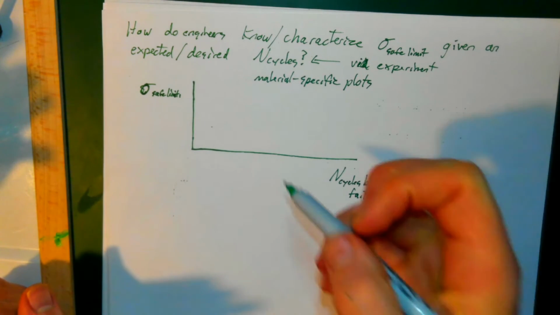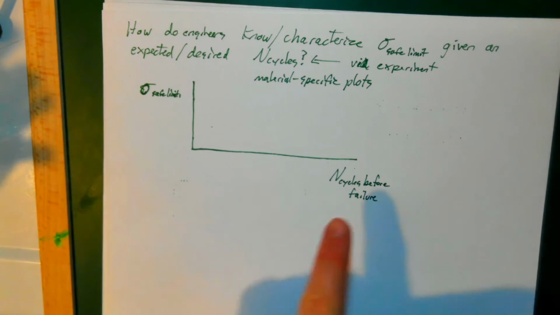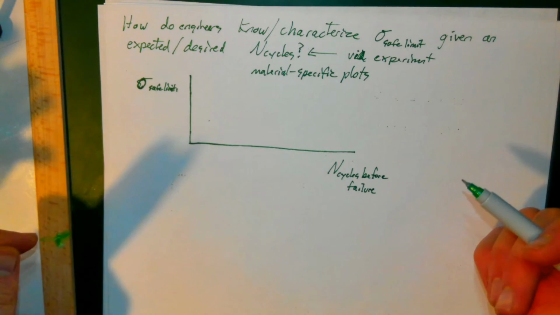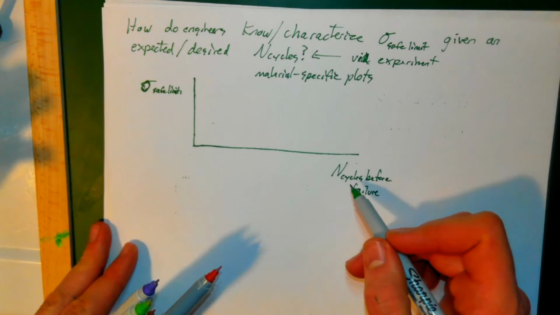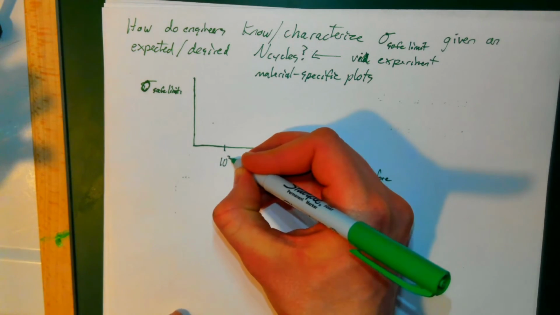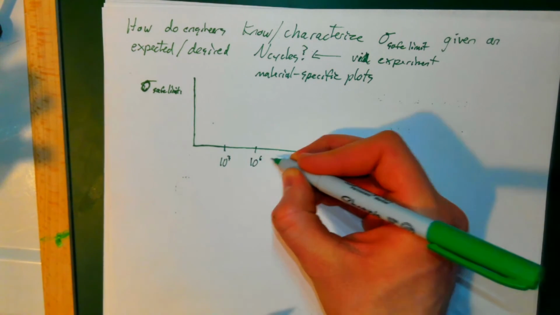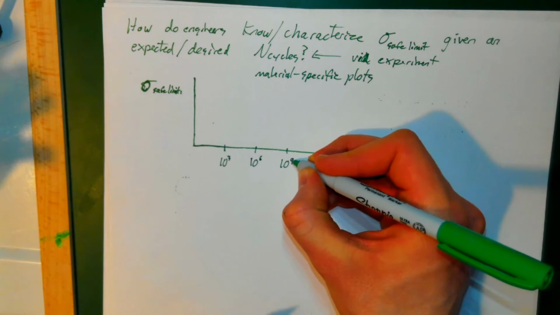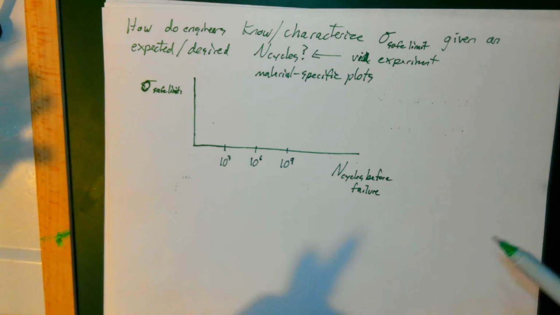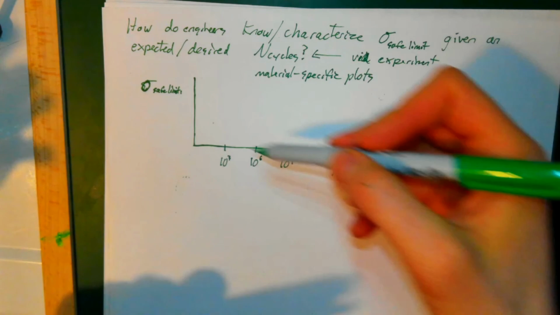And oftentimes the number of cycles before failure, usually for visualization and convenience, people express on a log scale, and it might be something like 10 to the power 3, 10 to the power 6, maybe 10 to the power 9, right? So these are the orders of magnitude of the typical cycles that people might test these under, and that's what we do here.